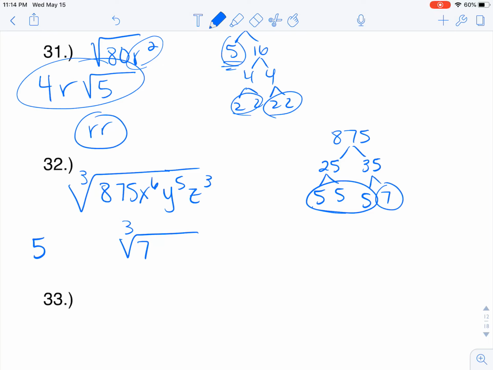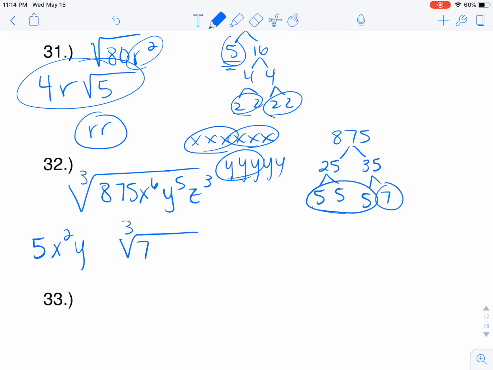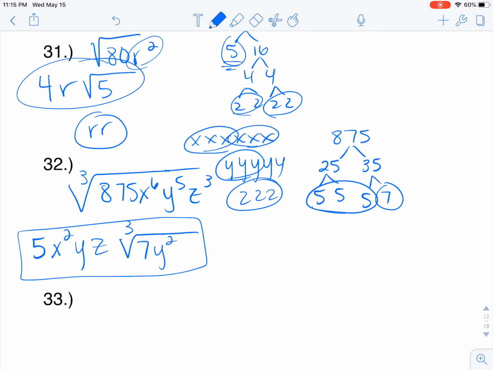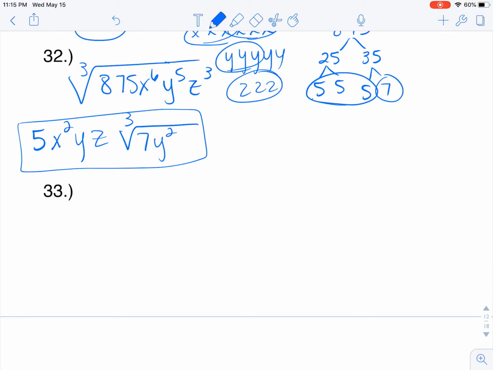So x to the 6. If I have 6 of these, we got 3 and 3, so I got 2 triples. So x squared. Then y to the 5th: I got 1 set of y's on the outside and 2 left over. And then z to the 3rd, I got 1 group of 3. So here's my solution.